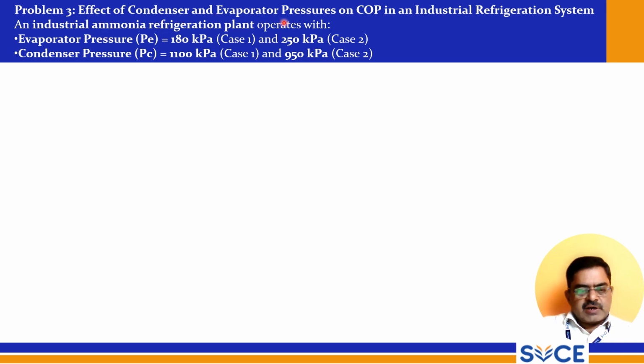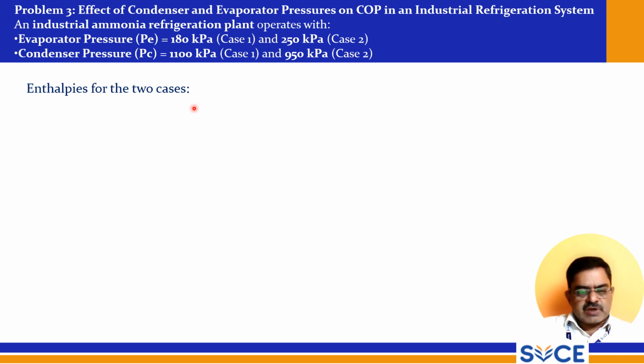Effect of condenser and evaporator pressures on COP in an industrial refrigeration system. An industrial ammonia refrigeration plant operates with evaporator pressure of 180 kPa for case 1 and 250 kPa for case 2, and condenser pressure of 1100 kPa for case 1 and 950 kPa for case 2.